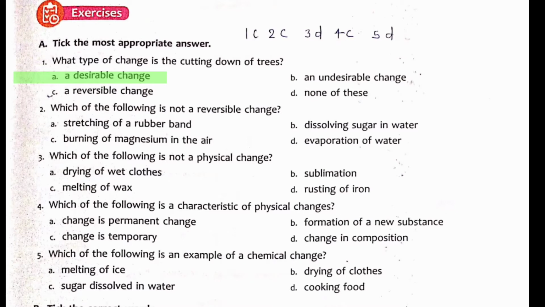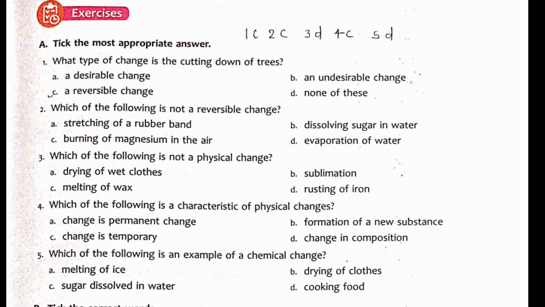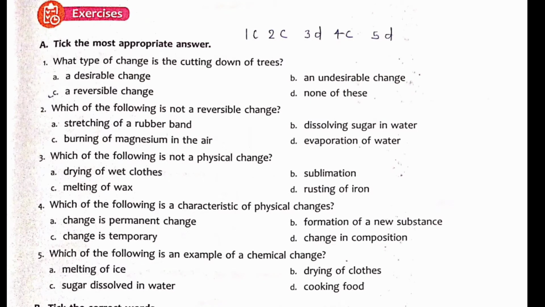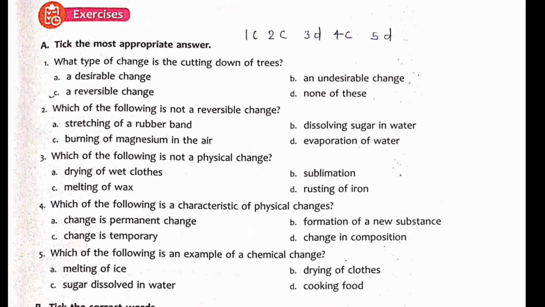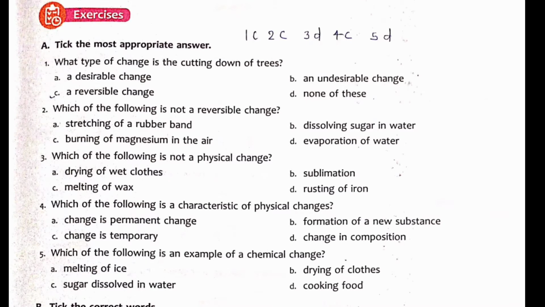Then fourth number is, which of the following is a characteristic of physical change? Answer is C, change is temporary. Change is temporary is the characteristic of physical change. Now question number 5 is, which of the following is an example of chemical change? Option A, melting of ice. Option B, drying of clothes, sugar dissolved in water. And option D, cooking food. So answer is D, cooking food is the example of chemical change.